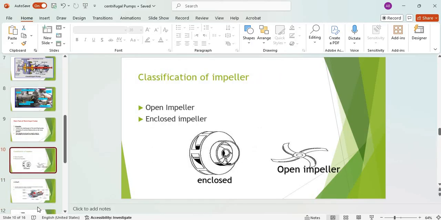The impeller has two types: enclosed and open impeller. So when am I going to use the enclosed? The open impeller is used with low viscosity liquids like water. It's okay, you can use it with no problem. With high viscosity, you can use an enclosed impeller. Oh, sorry, no, I mixed it up. The open impeller can be used with high viscosity, no problem. But with the enclosed one, you can use it with low viscosity.